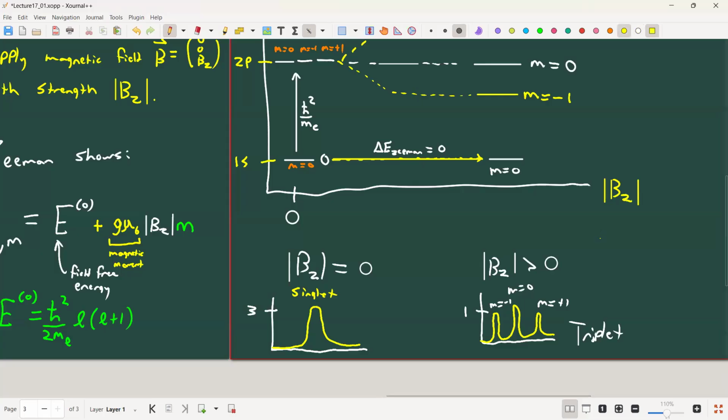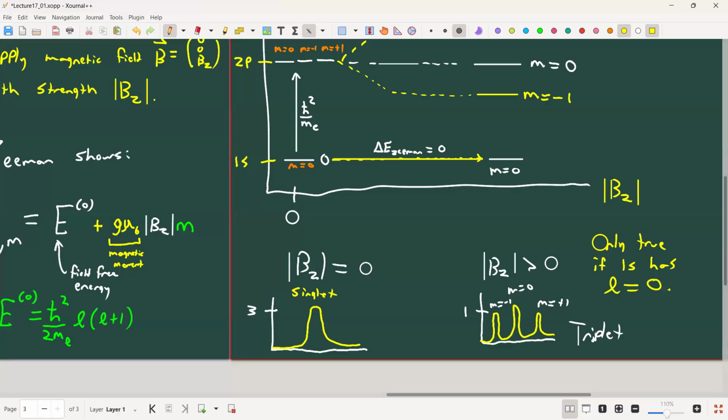So this is only true if the ground state, the 1s state, has L equals 0. So this is the proof that Bohr was wrong. If you apply a magnetic field to your atom, it shows that you must have an initial state that has no angular momentum. The ground state has to be angular momentum free. It doesn't get affected by the magnetic field at all, so that means it has no angular momentum.